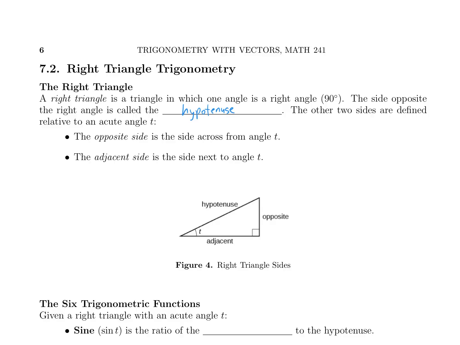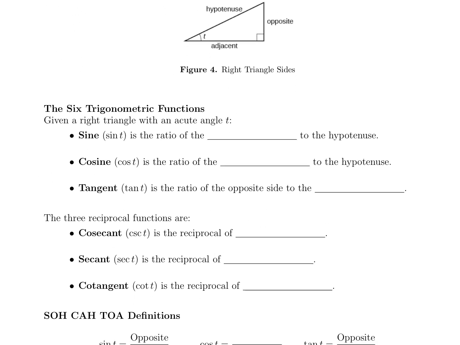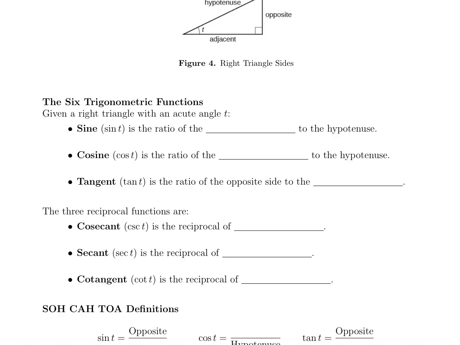They'll say hypotenuse, which is the longest side of a triangle, and then you have two other sides, the opposite side and the adjacent side, relative to a specific acute angle. Okay, so there are 6 trig functions that we're going to learn. The first one is sine. Sine is a ratio of the opposite to the hypotenuse. So it's going to be the ratio.